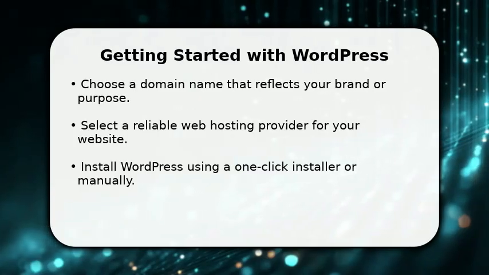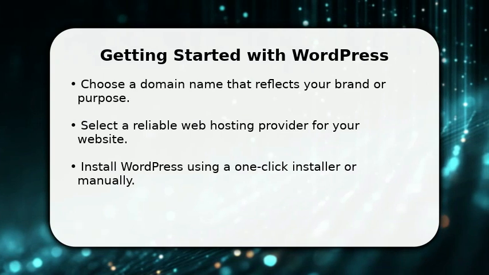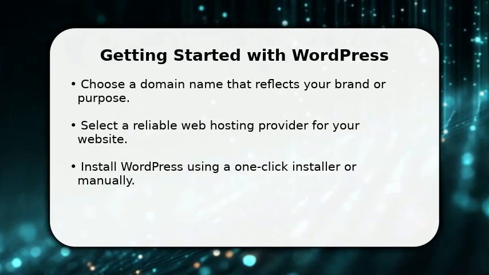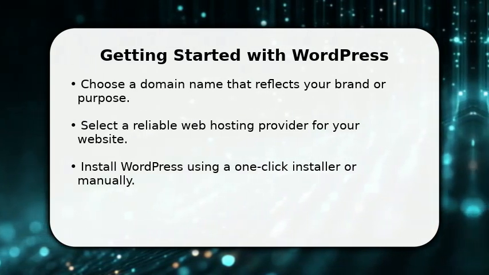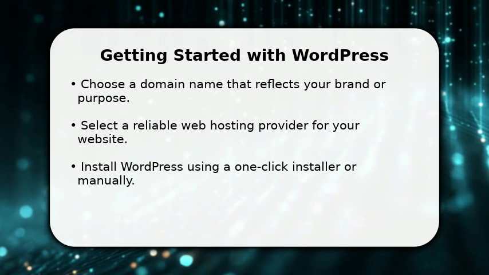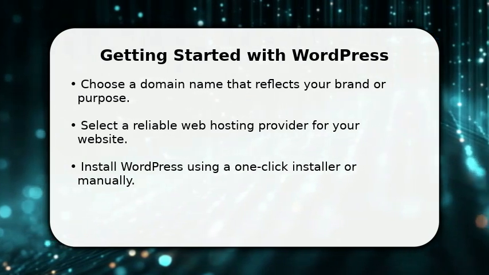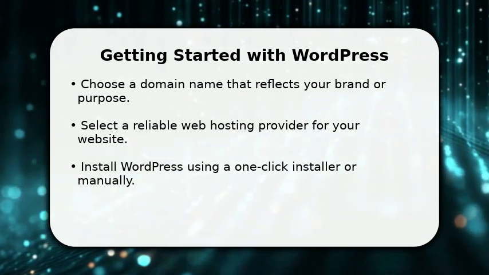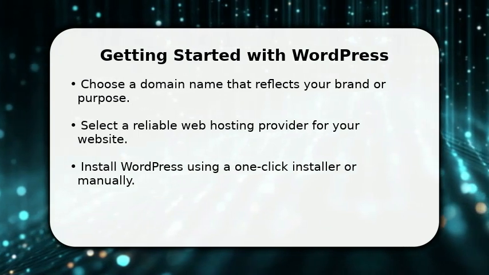In this video, I will explain how to make a WordPress website. First, you'll need to choose a unique domain name, which is your website's address on the internet. Then, select a web hosting provider. Many offer specialized WordPress hosting plans starting from just a few dollars per month.